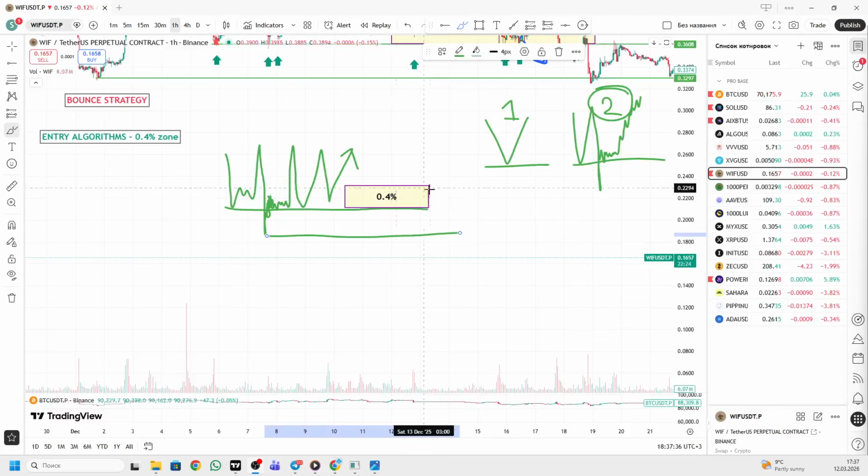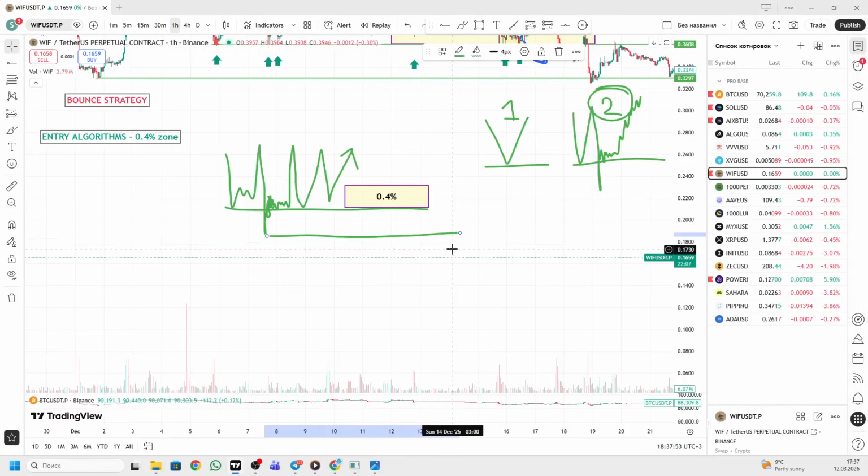And even in this kind of formation, guys, in this kind of multiple touch setup, you can calmly take 3.3 to 3.35% profit.